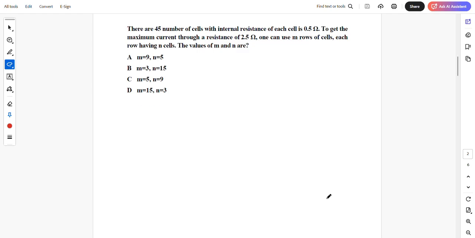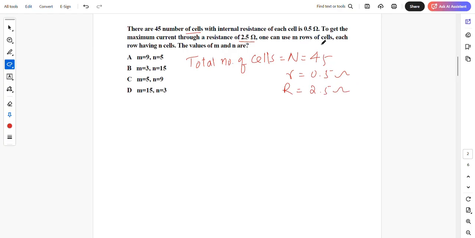Here what it is saying, there are 45 cells. Total number of cells is equal to 45. I will call this n is equal to 45. The internal resistance of each cell is r is equal to 0.5 ohm. To get the maximum current through a resistance of 2.5 ohm, capital R is given as 2.5 ohm.